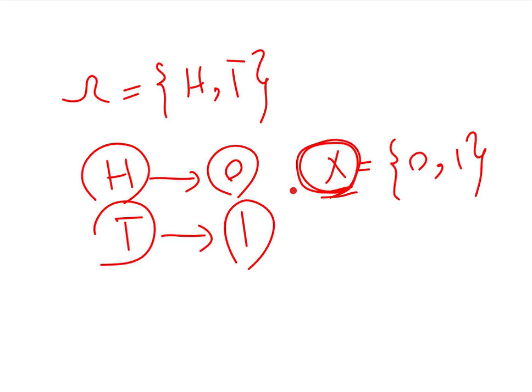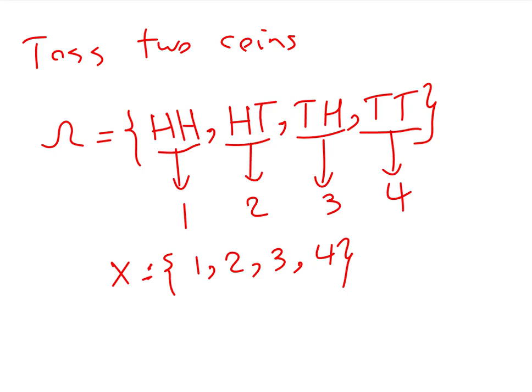Discrete, doctor. Yes. Here, x is a discrete random variable. In the next example, in tossing 2 coins, we have this random variable x that takes the values 1, 2, 3, 4. Is this random variable x continuous or discrete?